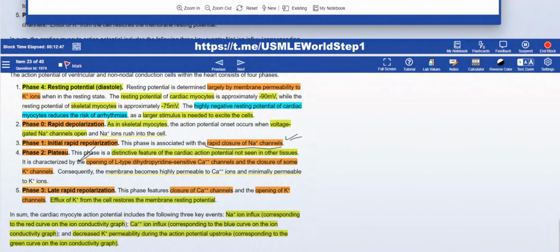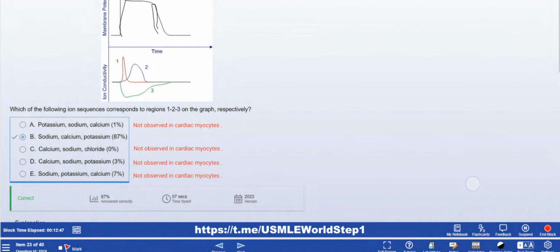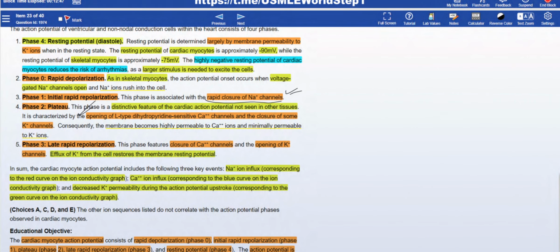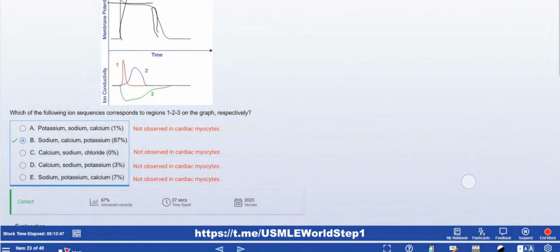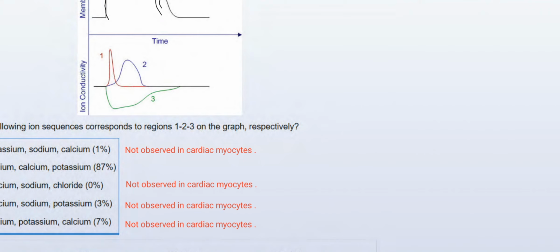Then they are saying calcium ion influx corresponding to the blue curve on the ion conductivity graph. So that will also show positive deflection. Then we have decreased potassium permeability during the action potential upstroke corresponding to the green curve on the ion conductivity graph. So they're talking about the green one.